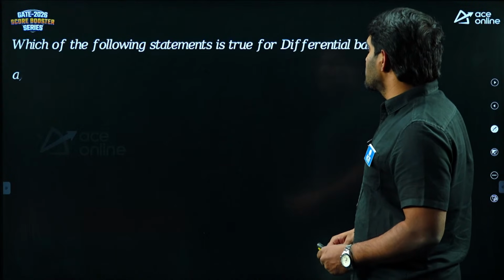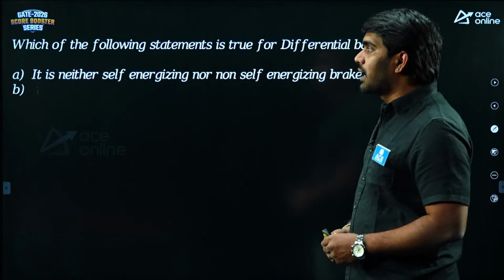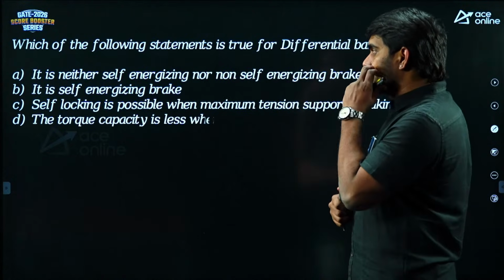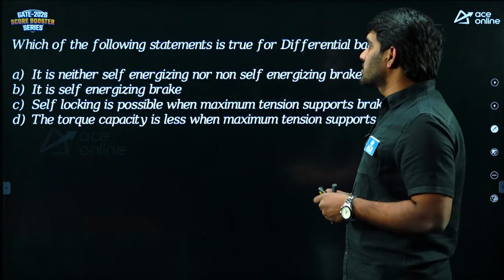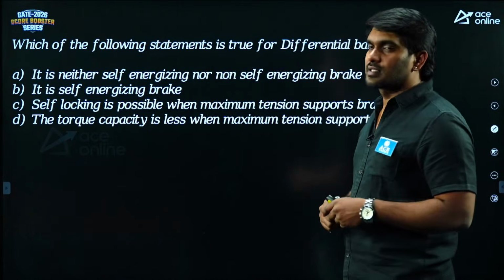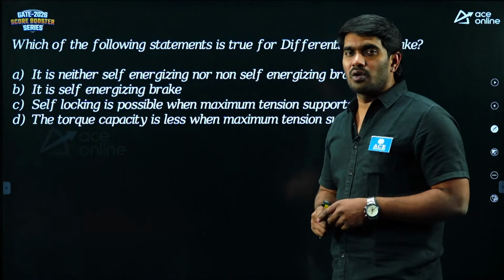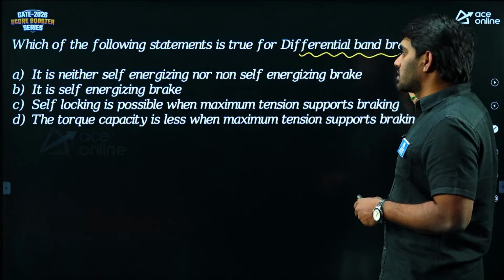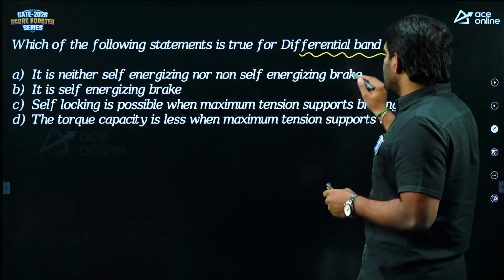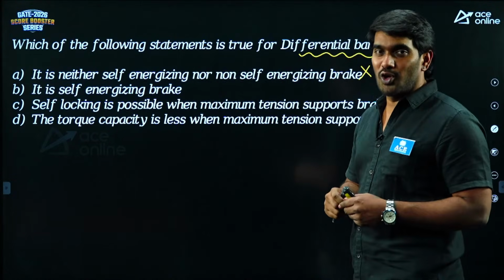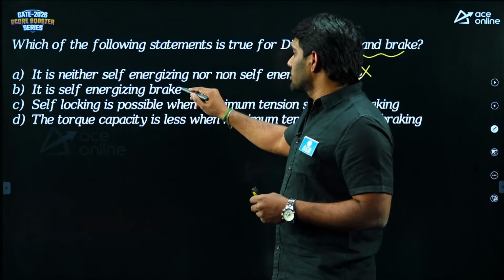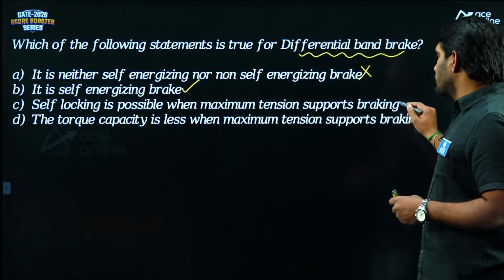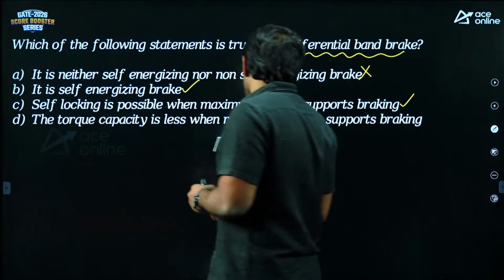Which of the following statements is true for differential band brake? So read this question, observe this question and say what is the right answer. So it is neither self-energizing nor non-self-energizing brake. Whether this statement is right or wrong. We know that the differential band brake is always self-energizing. The first statement which is given here is completely wrong. Okay, it is a self-energizing brake. True. Self-locking is possible when maximum tension supports braking. We know this in case of differential band brake.